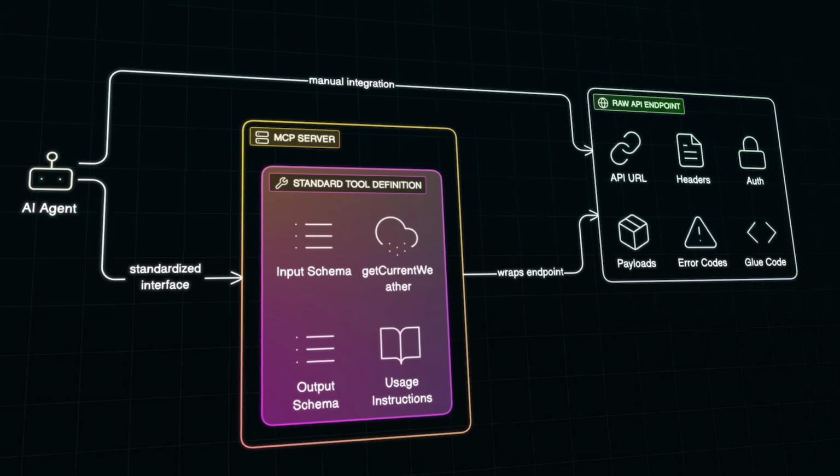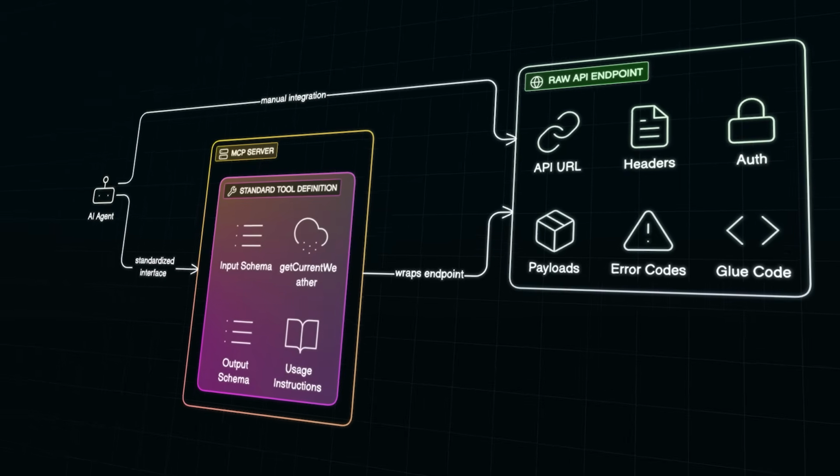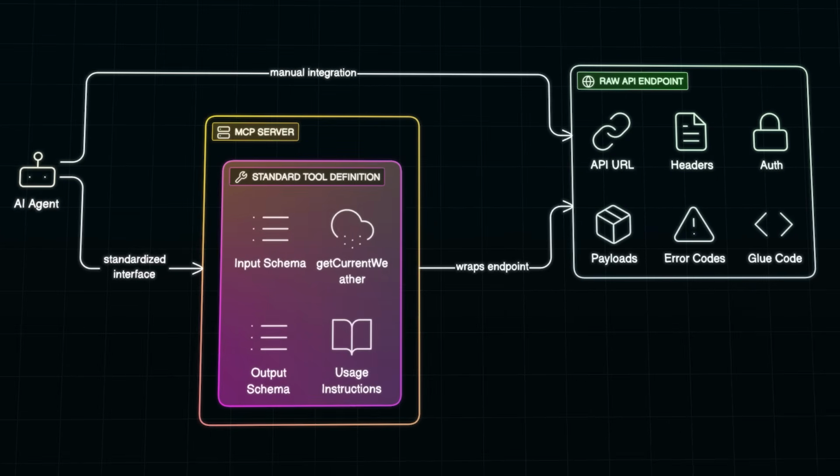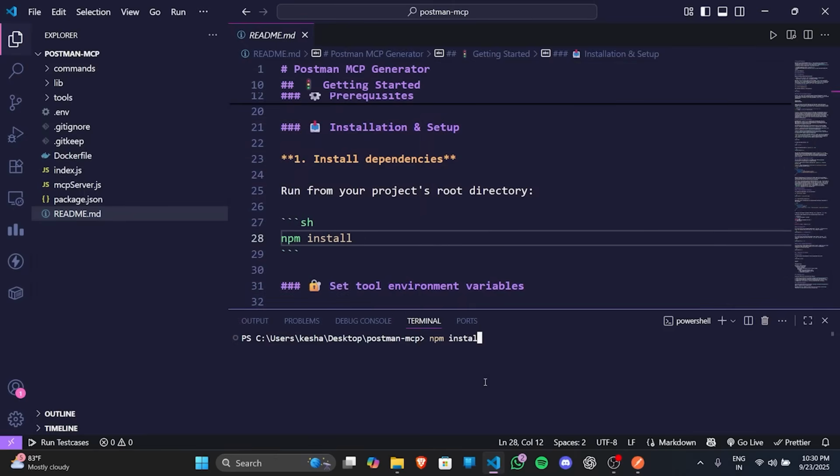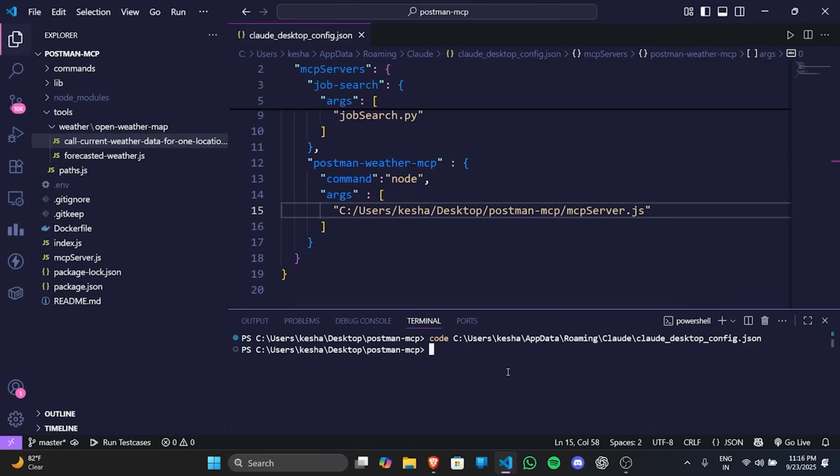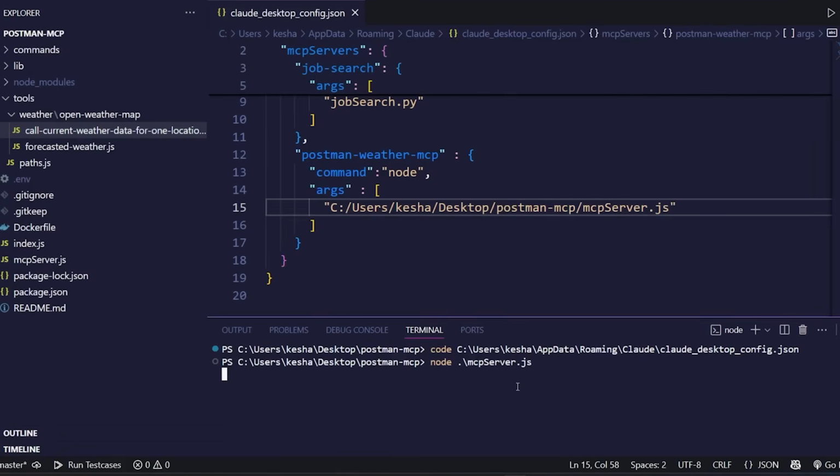The agent doesn't talk to your weather API directly. It talks to the MCP server. The server knows how to call the weather API and translate the response back into a standard format. From here, it's just like running any other Node project. Open a terminal, type npm install, and then node mcp-server.js. And boom, your weather API is now an MCP server, which basically means it's no longer just an API endpoint. It's now an AI-ready tool.